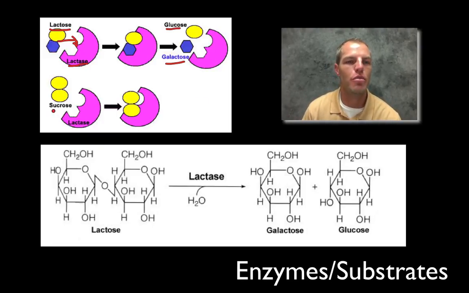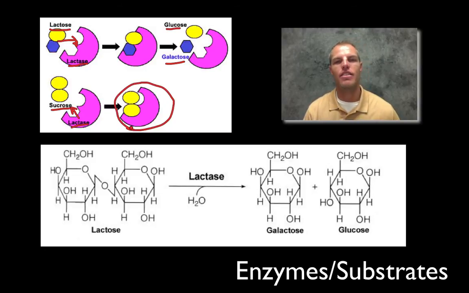Now, if you look at this example just below it, you have sucrose. Well, lactase is not meant to work upon sucrose. And so in this case, no reaction takes place, and obviously lactase has no ability to break down sucrose, which is just 2 glucose molecules. And so it doesn't have the ability to do that. So they are specific.